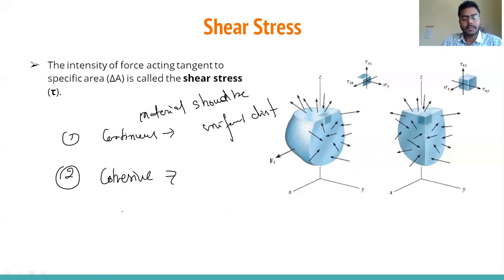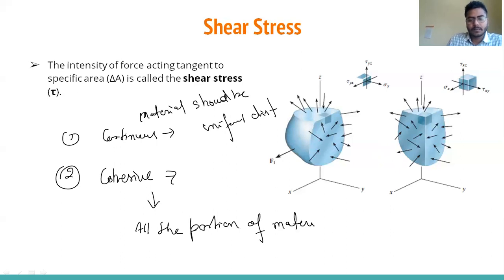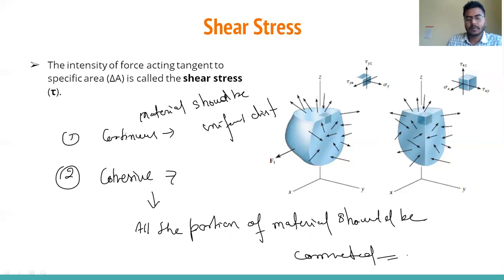Materials are cohesive, it means what? Cohesive means all the portions of the material should be connected to each other. There is no break, there is no gap, there is no separation between the material. So all the portions of the material should be connected, right?